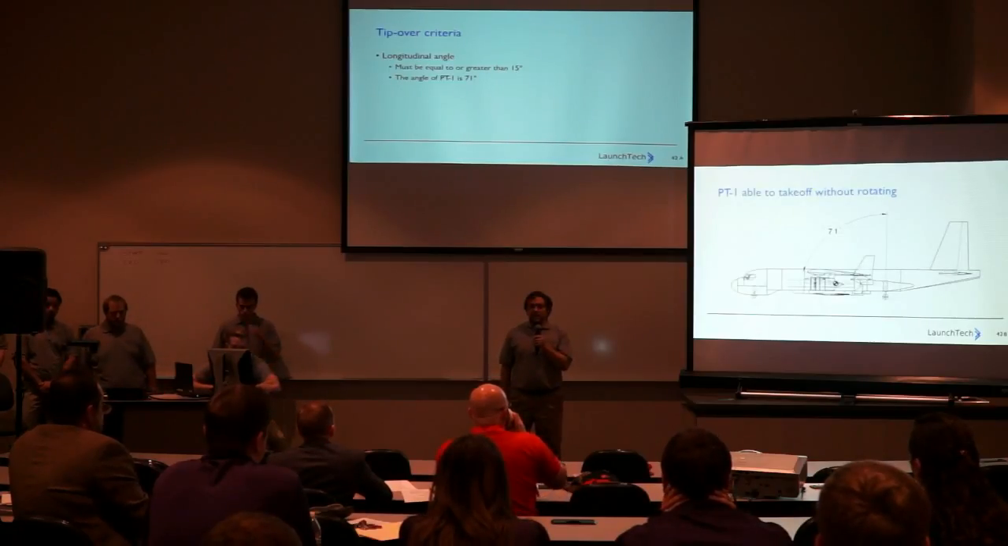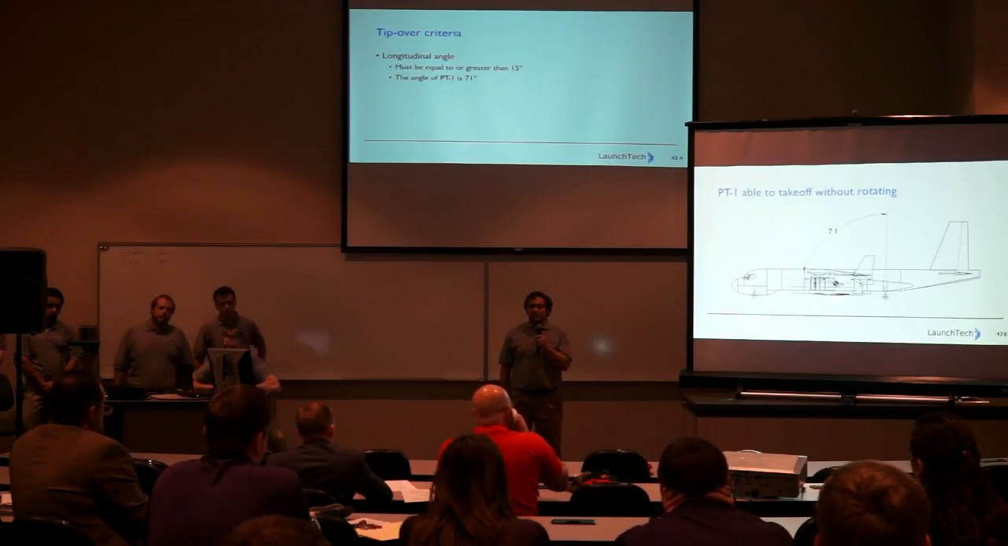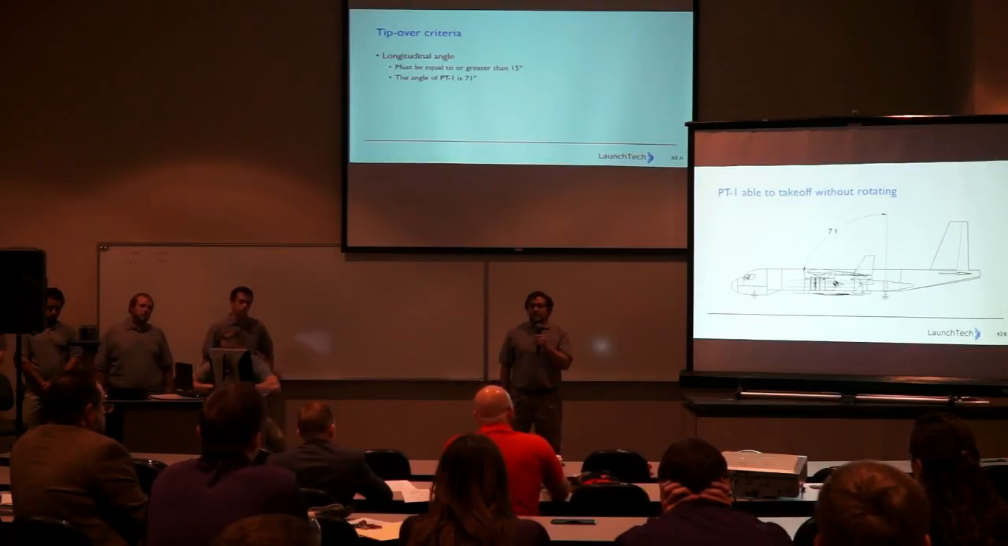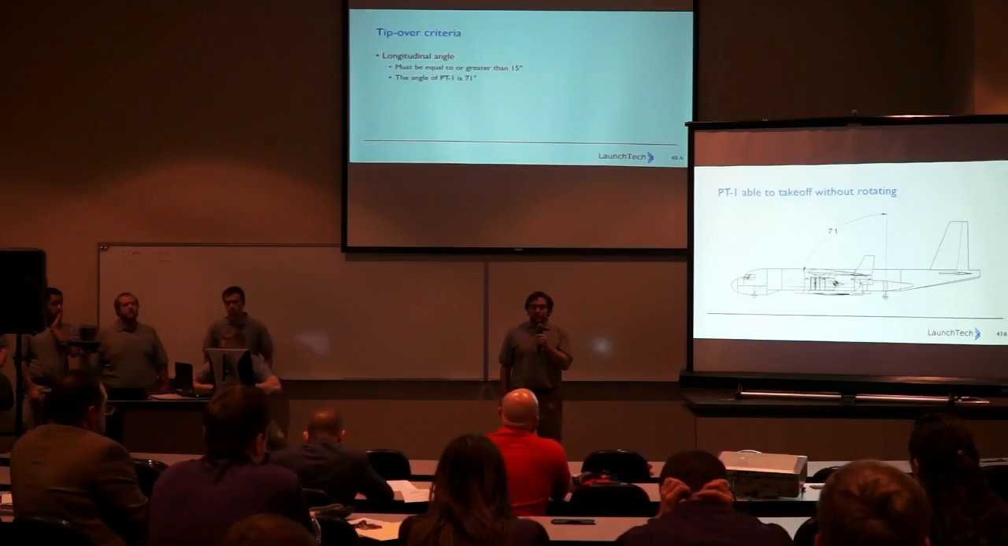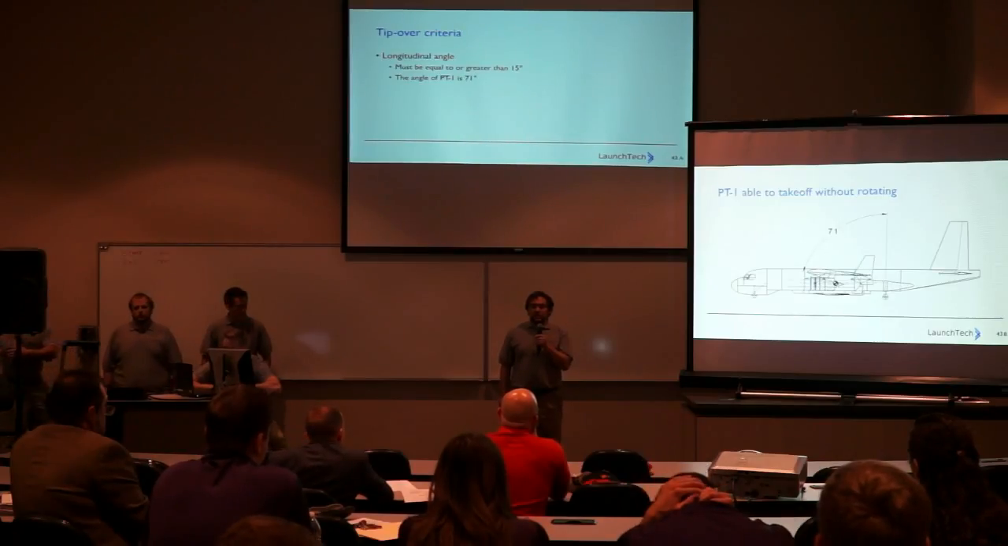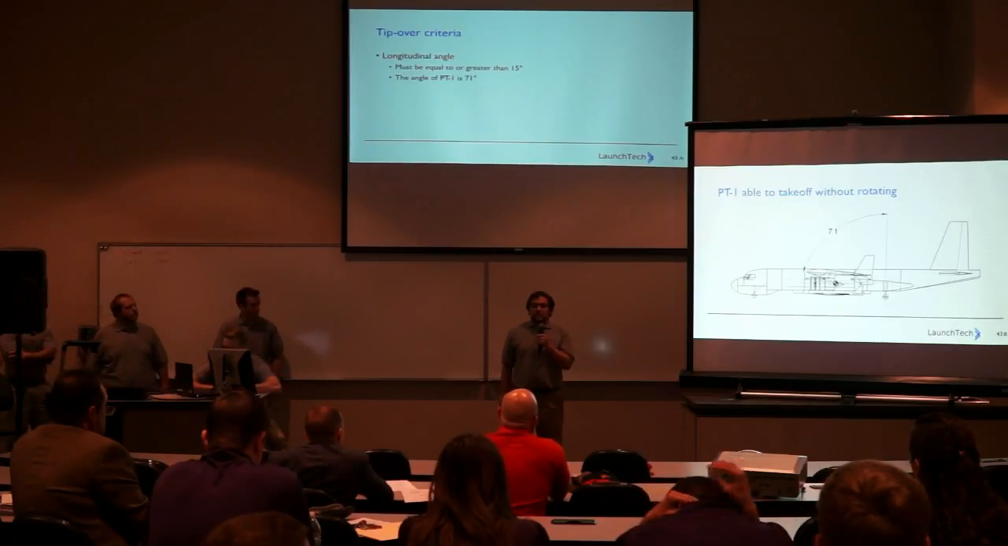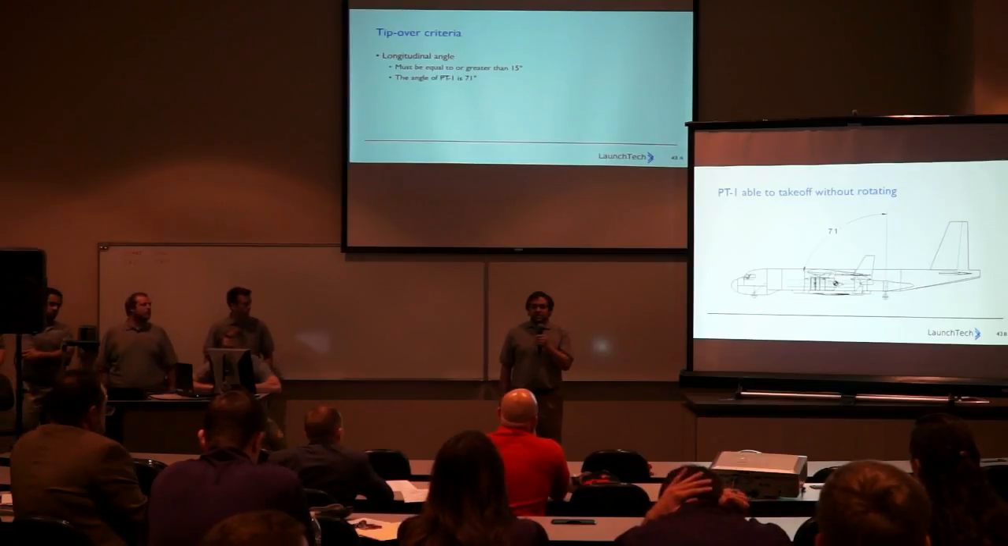For typical criteria, the angle between the most rear CG and the rear gear is estimated at least 15 degrees. PT-1 is 71 degrees, which prevents the PT-1 from being able to rotate during flight or during takeoff. However, due to the design, the PT-1 is able to conduct a rotationless takeoff.